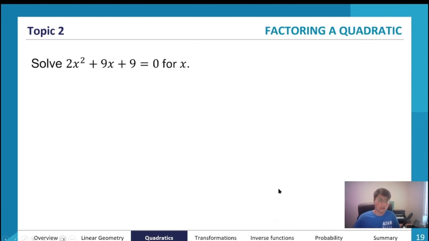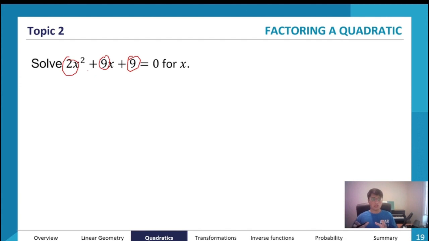Going over to that question, you can see here that's a quadratic in expanded form and it's equal to 0. So how do we convert this to factorized form? Let's give this a shot. The first thing we have to do before we do any working is try and find two numbers which add to 9, which is this middle term here, but multiply to give 18. And where did I get 18 from? That's 9 times 2.